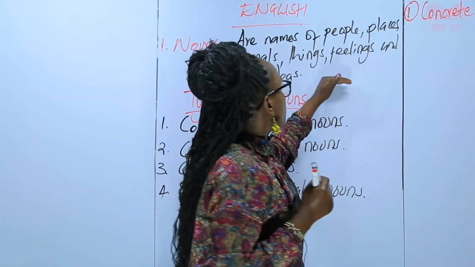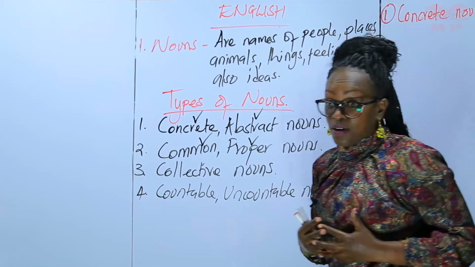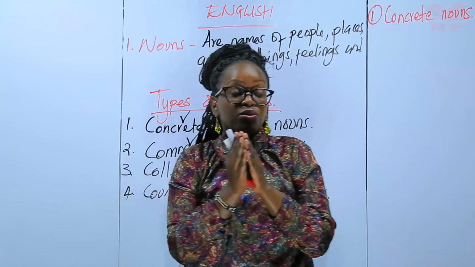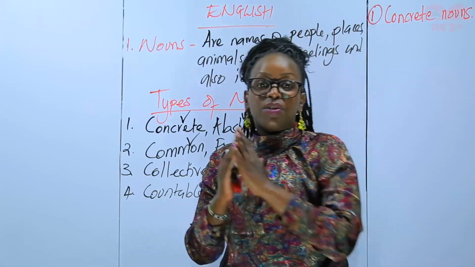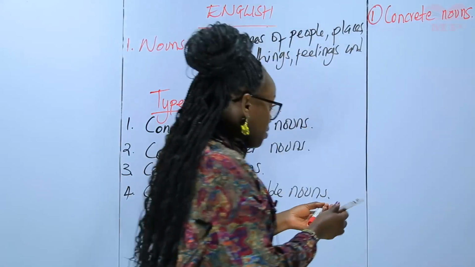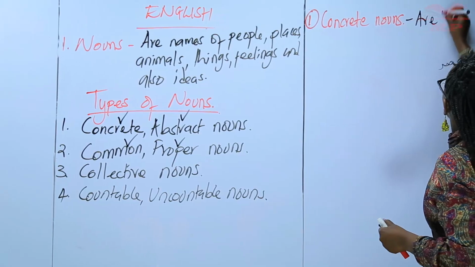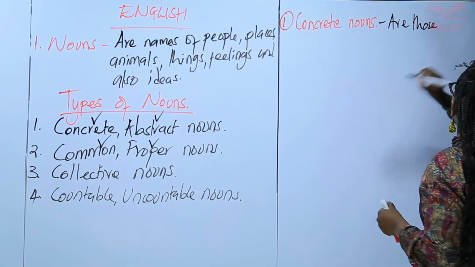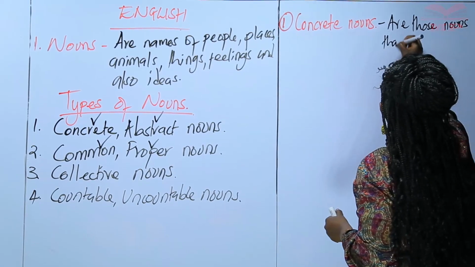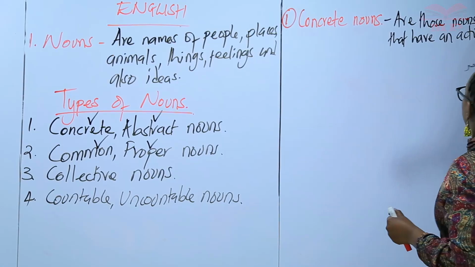When I talk about, for example, a desk, that is a concrete noun because I can see a desk and I can hold it. When we also talk about a chair, it is something that you can see, and at the same time it is something that you can hold. So when we talk about the concrete nouns, basically these are those nouns that have an actual physical existence.